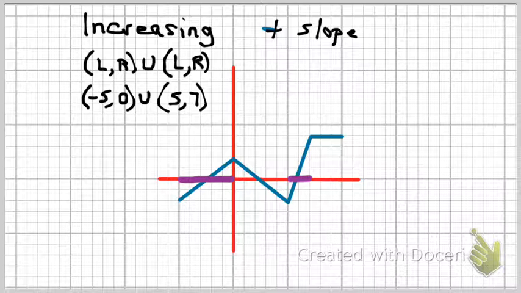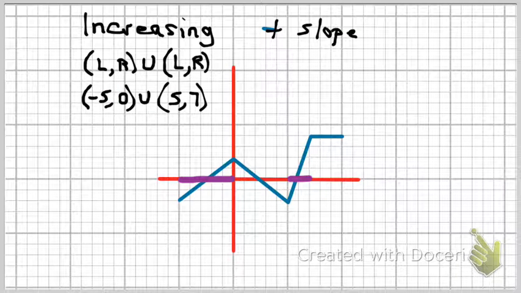Minimums and maximums are ordered pairs. Interval notation can look like an ordered pair because we use parentheses, but usually the context in which we're using it is going to tell us whether it's an ordered pair or an interval.